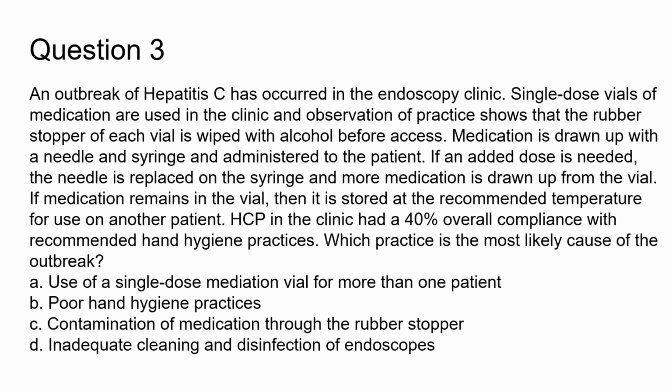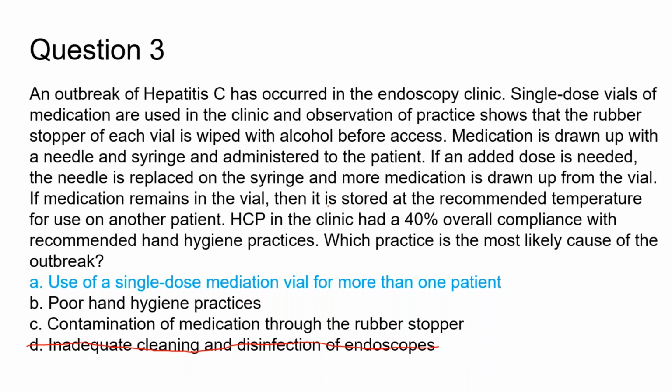Okay, very good. So a lot of you are saying A, which is correct. You should have already, without even thinking about it, been able to get rid of inadequate cleaning and disinfection of endoscopes. Irrelevant, right? Has nothing really to do with the question. Yeah, we're in an endoscopy clinic, but we're talking about single dose vials. So you would have been left at that point with A, B, and C. The question is telling you that the medication is drawn up with a needle and a syringe and administered to the patient. If they need to get another dose, the needle is replaced on the syringe and more medication is drawn up from the vial.